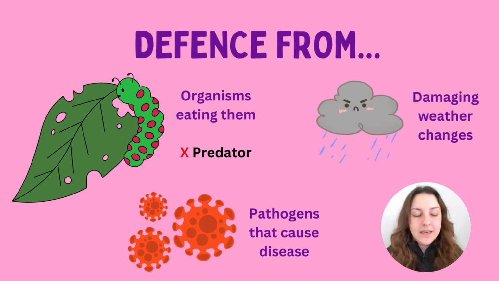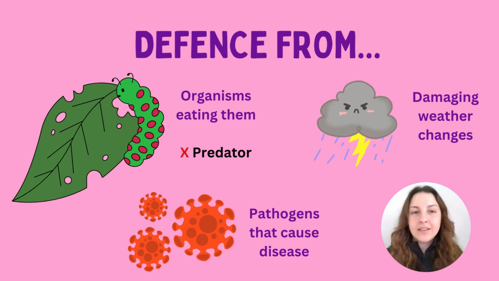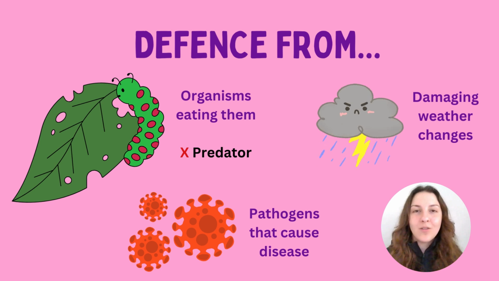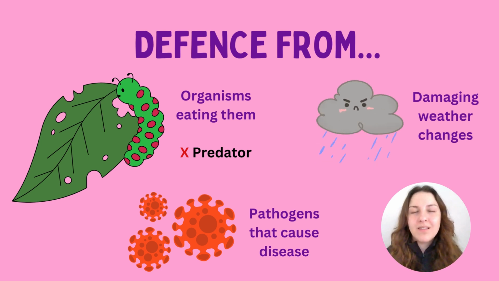Another way plants need to defend themselves is against the weather conditions. So whether it's a really hot climate, whether it's a really cold climate, or a real change in the weather, especially nowadays with global warming and climate change, the weather changes quite often. I'm currently based in the UK, so the weather does change quite a lot. There's a lot of rainy weather, and plants need to be able to withstand that weather change.